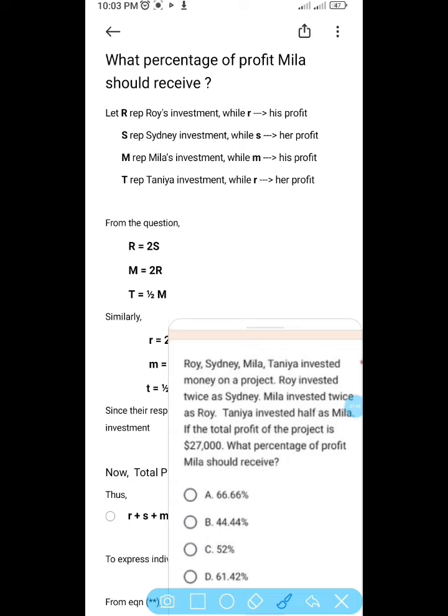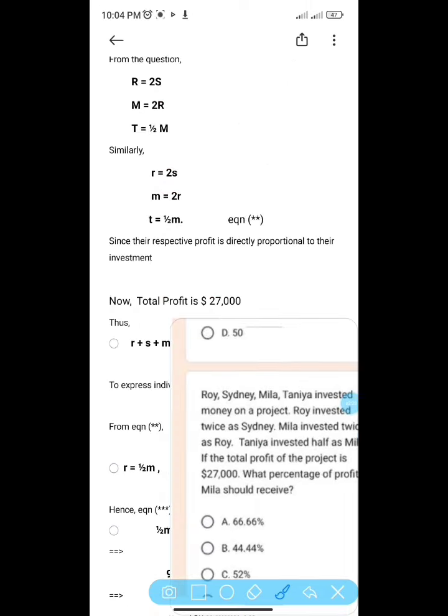What happened is, we are given the fact that Roy invested twice as Sydney. That means whatever Roy invested is twice that of Sydney. That means you can say R equals 2S. Similarly, Mila invested twice as Roy, so M equals 2R. And lastly, Taniya invested half as Mila, so we have this. Similarly, we have R equals to S, M equals to R, and that is their profit.